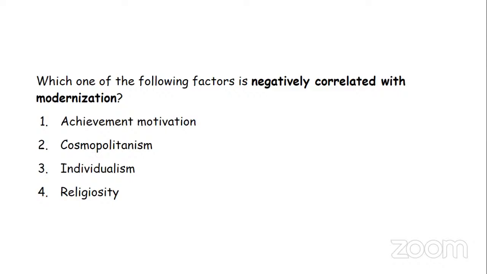Negative correlation, sometimes we describe it as no direct relationship with modernization. So simply, among these options, try to find the factor which doesn't have any direct correlation with modernization. Then you can find the correct answer. If you have any answer, please comment down.